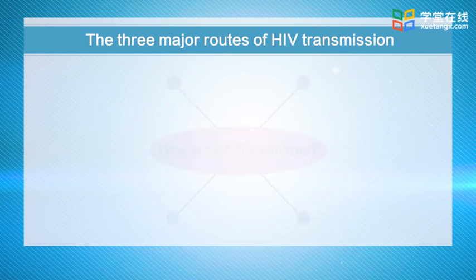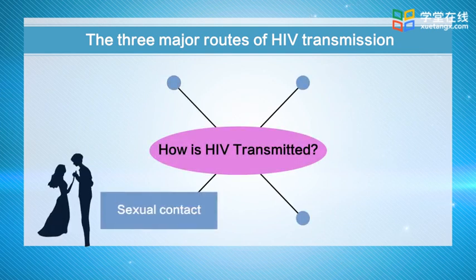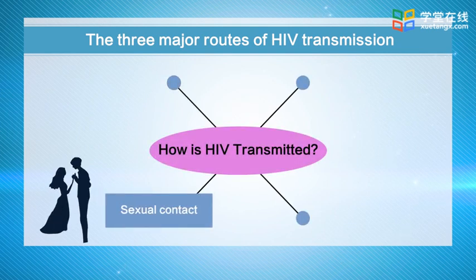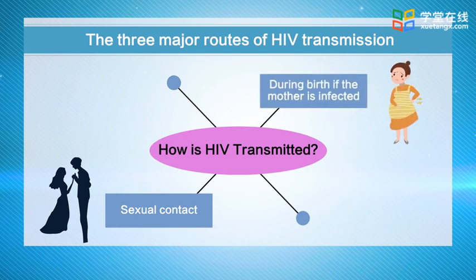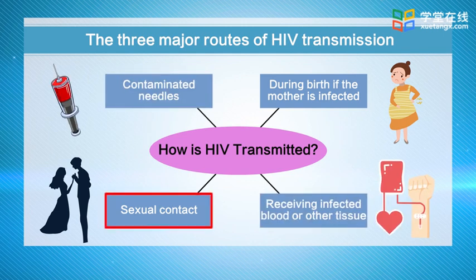The three major routes of HIV transmission are sexual contact, parenteral inoculation, and the passage of the virus from infected mothers to their newborns. Sexual transmission is the dominant mode of infection worldwide, accounting for more than 75% of all HIV cases, while mother-to-infant transmission is the major cause of pediatric AIDS.